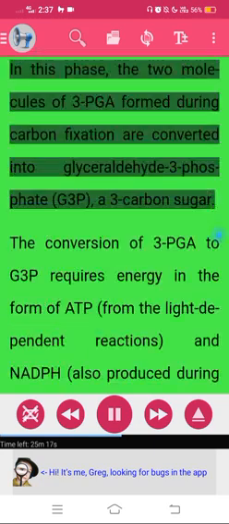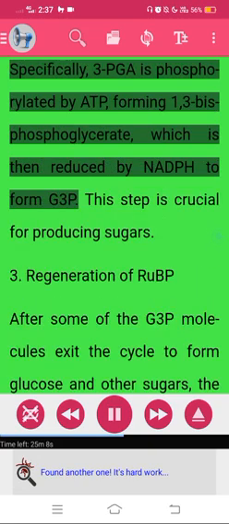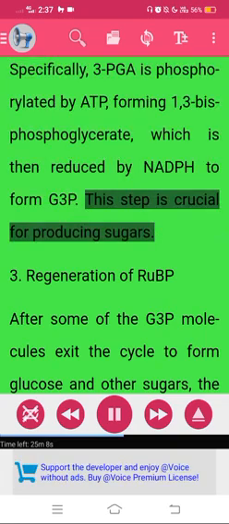2. Reduction phase. In this phase, the 2 molecules of 3-PGA formed during carbon fixation are converted into glyceraldehyde 3-phosphate, G3P, a 3-carbon sugar. The conversion of 3-PGA to G3P requires energy in the form of ATP from the light-dependent reactions, and NADPH, also produced during the light-dependent reactions. Specifically, 3-PGA is phosphorylated by ATP, forming 1,3-bisphosphoglycerate, which is then reduced by NADPH to form G3P. This step is crucial for producing sugars.